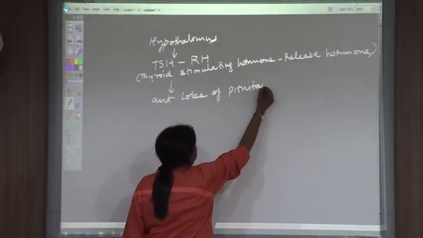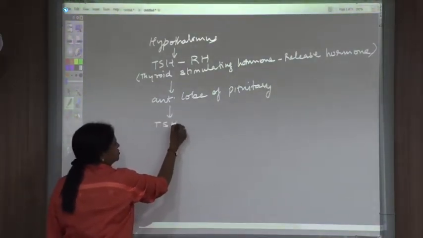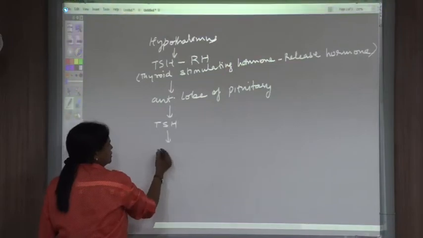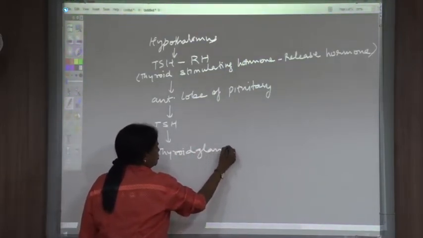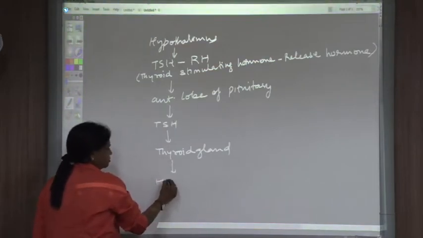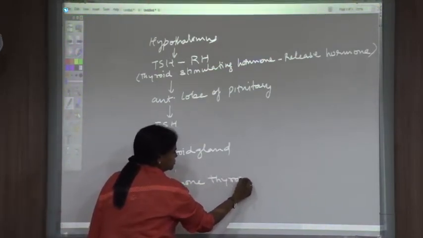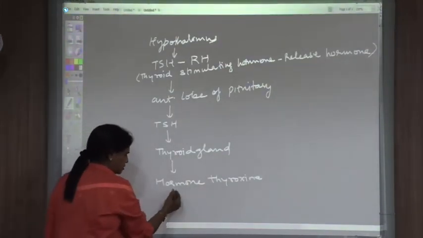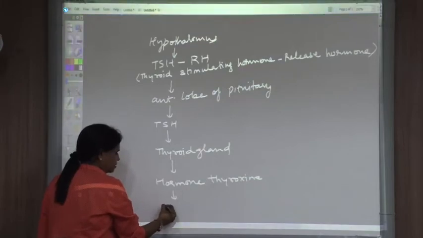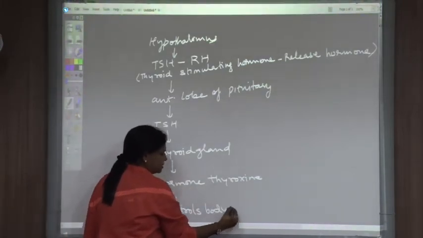So the hormone is secreted in the hypothalamus, and it is released in the pituitary, and the anterior lobe of pituitary will be releasing a hormone called thyroid stimulating hormone, or TSH, which goes and affects the thyroid gland, and the thyroid gland will be releasing the hormone thyroxine. And you know what thyroxine does? Thyroxine will be affecting the metabolism of the person.